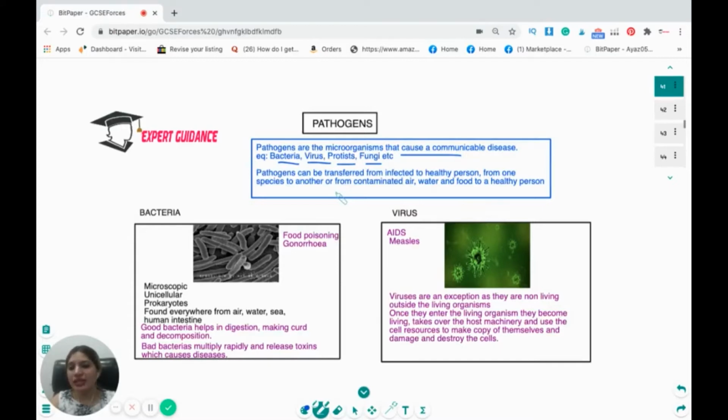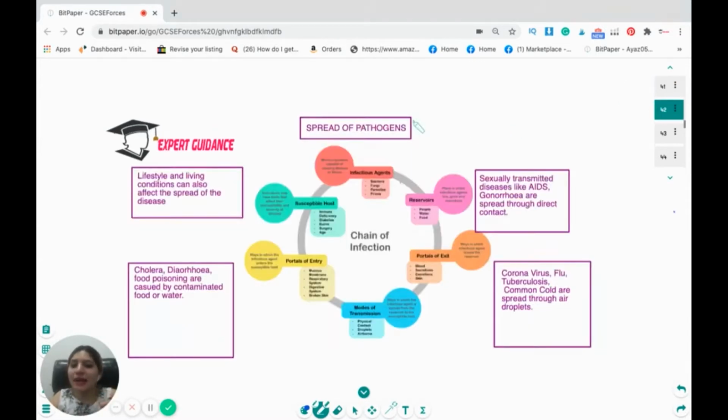Now you should know the differences between bacteria and virus. Bacteria are microscopic, unicellular, prokaryotic, found everywhere: in air, water, sea, and the human intestine. We have some good bacteria which help in digestion and in making curd. They help in decomposition. They're good for the environment. But there are some bacteria which release toxins and cause diseases. Viruses, on the other hand, are an exception, as these are non-living outside a living organism. Once they enter a living organism, they become living. They take over the host machinery, use the cell resources to make copies of themselves, and damage and destroy the cells.